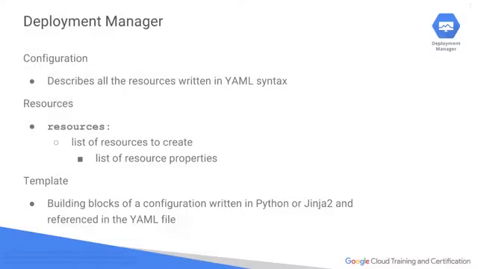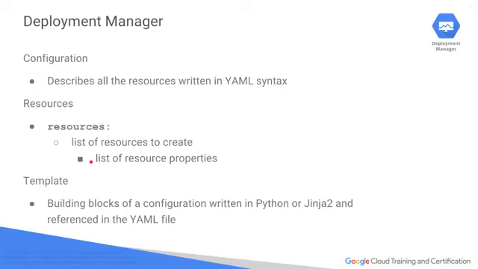So when it comes to Deployment Manager, this is our tool of choice for deploying into Google Cloud. Basically, our configuration is going to describe all the resources. This is going to be written in YAML syntax utilizing Jinja includes for templates as well. And then our resources are defined like this. Here, you're going to define a resource, basically the list of resources to create, and then particular properties.